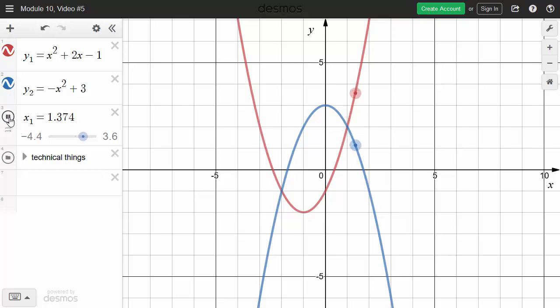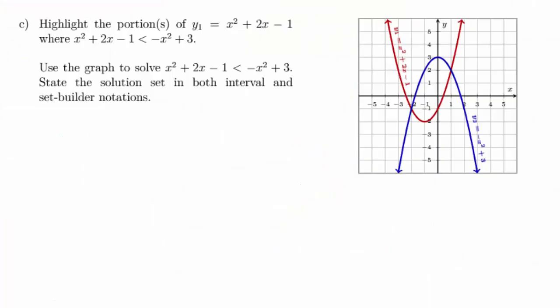So starting this animation, let's look at this. And we can see that at some point it's higher, then they're equal, and then the red curve is lower. And so what I can see here is that starting at x equals negative 2 and continuing on to where x is 1, that red curve is lower. And then after 1, the red curve is higher. So let's go back to our notes and draw some things on our graph.